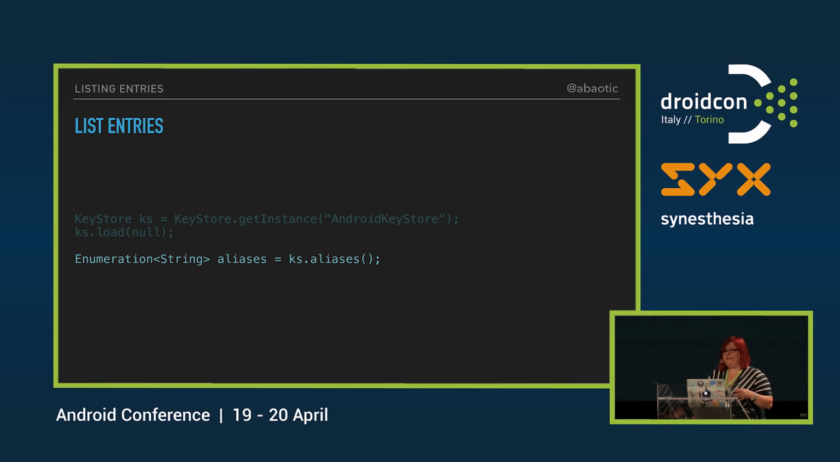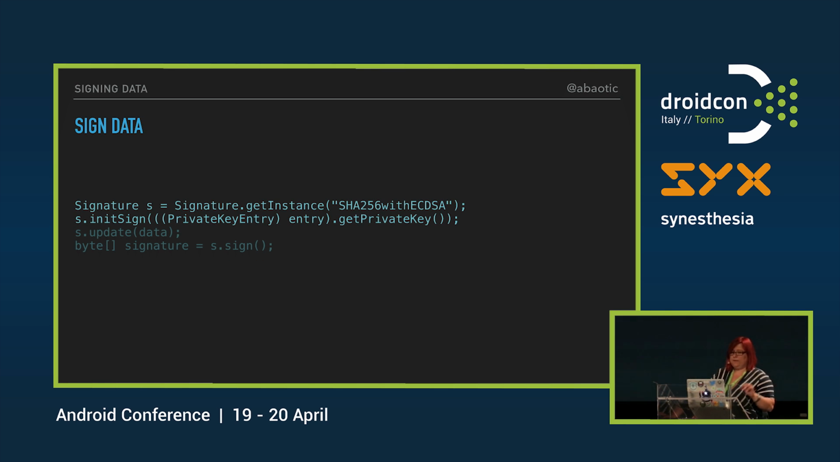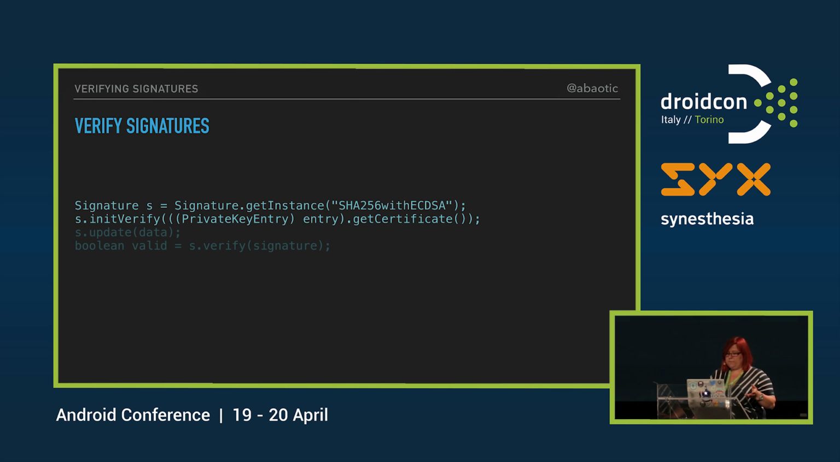Now, if you want to sign data, again, as simple as can be, you create a signature. In this case, this was SHA256 with elliptic curve algorithm. You initialize the signature, and then you update the data. Simple enough, you already have the signature at hand. When you want to verify something, you get, again, the instance for that signature. You initialize it, and then you just update the data and check whether or not it's valid. So very little code with which you can do a lot.